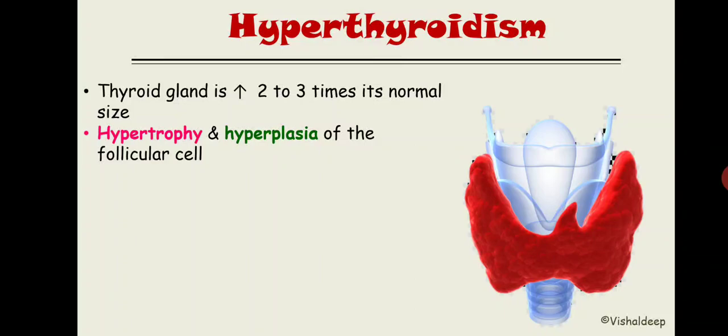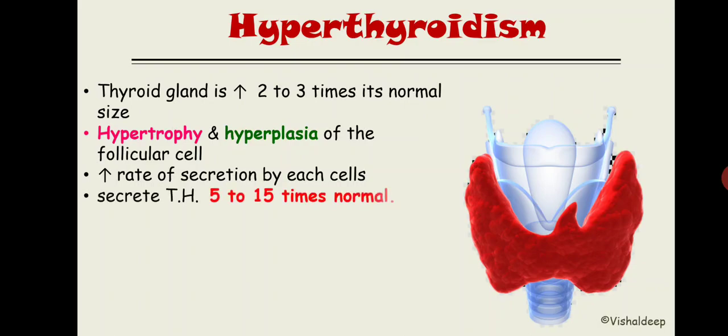The meaning of hypertrophy is that there is an increase in the size of the cell. Remember, the word hypertrophy means a single cell will be increased in size. In hyperplasia, there is an increased number of cells, not the size of the cell, number of cells. Clear? Now both will lead to an increase in the rate of secretion of each cell, and ultimately the thyroid hormone will be secreted more or less 5 to 15 times more than normal.